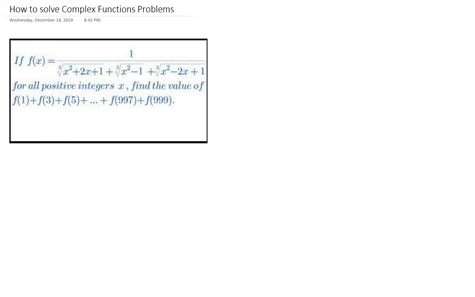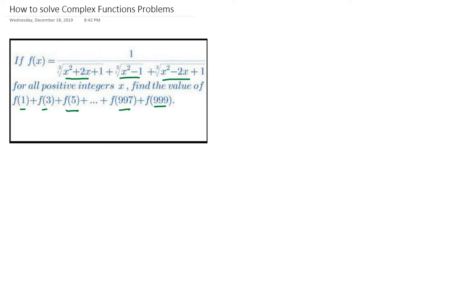It's based on functions. As you can see in the statement, it's quite a complex statement with cube roots involved and squares involved in the denominators, and we have to find the sum of these functions up to 599. So it seems quite difficult. We cannot just go ahead and put all the values 1, 3, 5 and then add up. So we have to figure out some relationship, or basically simplify the main function.